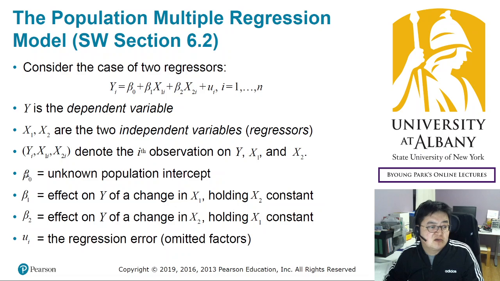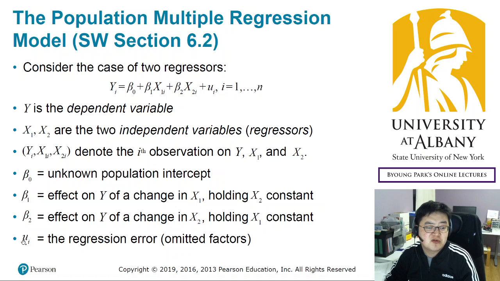And for the interpretation of the parameters, beta 0 is the intercept, which is the same as before, and beta 1 and beta 2 are the effects of their respective variables on the outcome variable. But there is an additional condition. You have to hold the other variable constant. So the other variable does not change, but you are changing only one variable in the regression model.